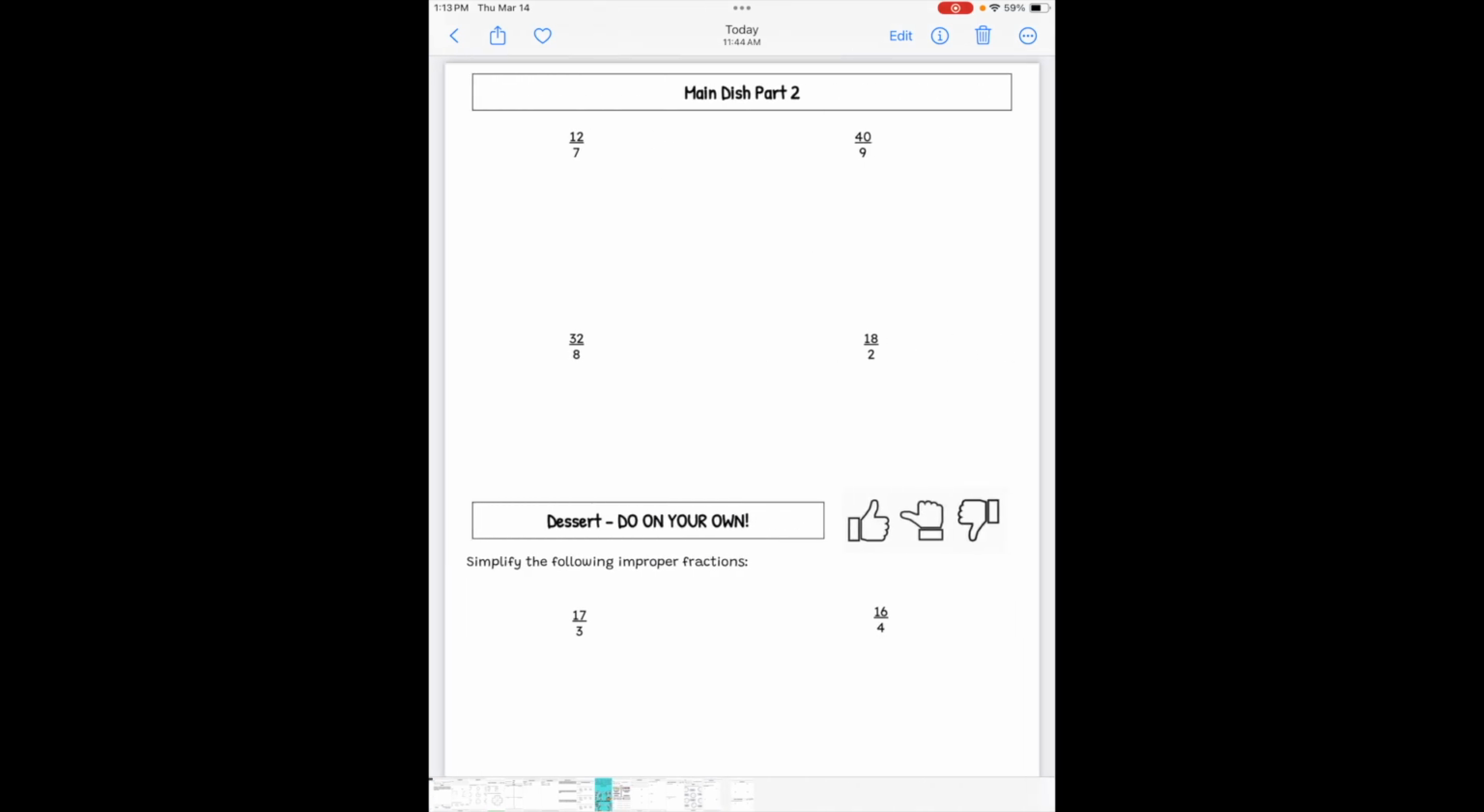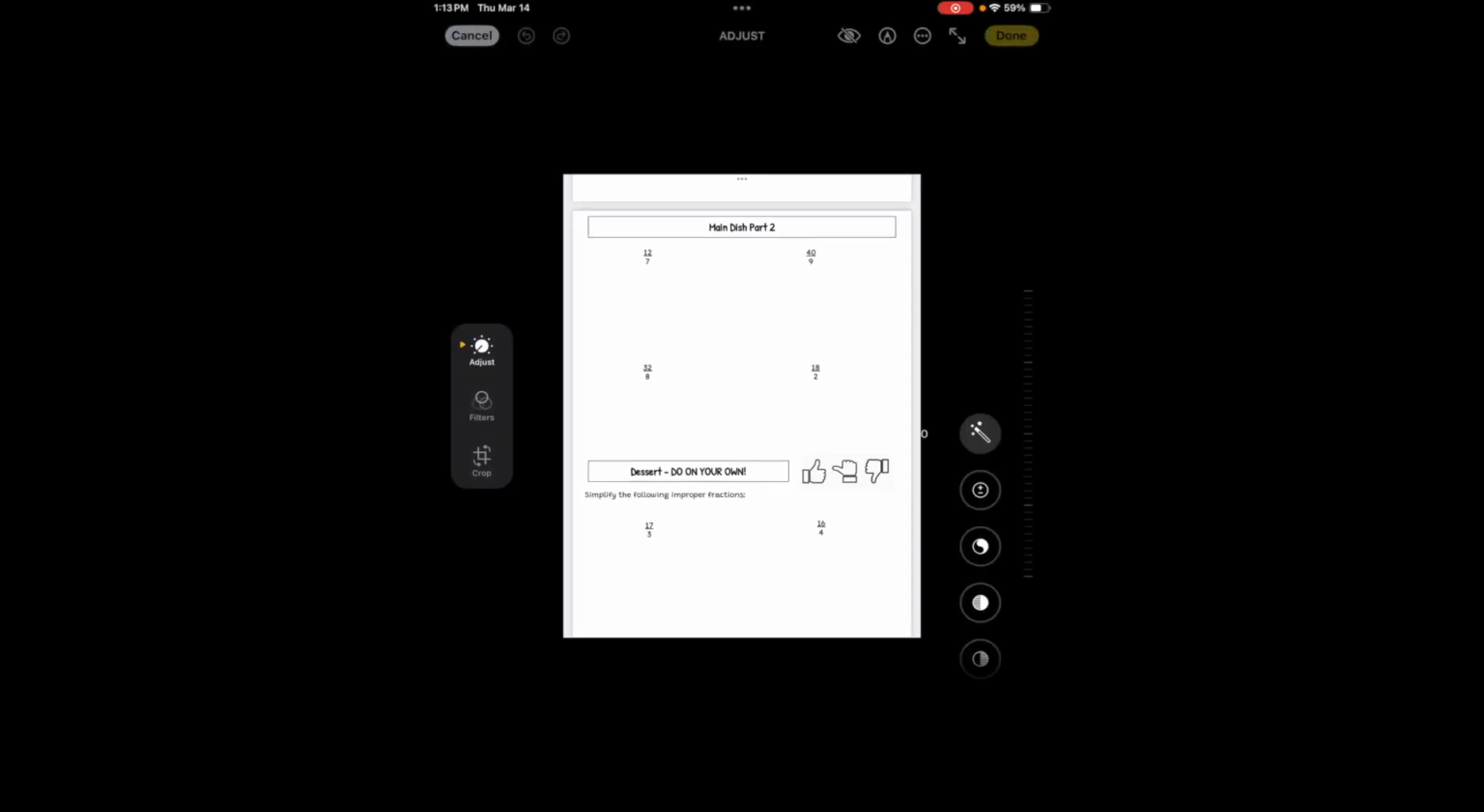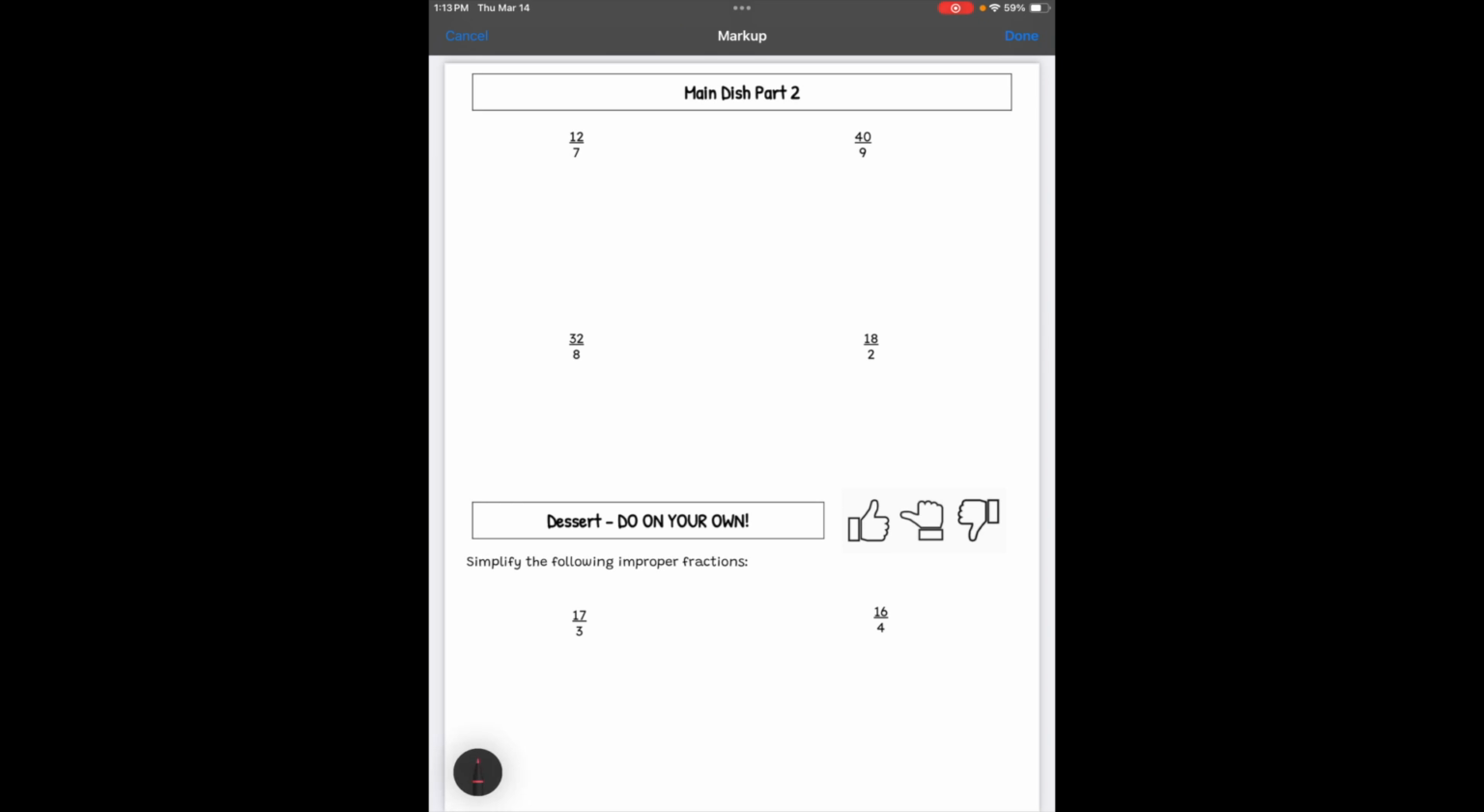You're going to notice the dessert is also on this page, so we just got to knock out 4 more problems on main dish part 2. And we're still just simplifying improper fractions, turning them into mixed numbers. So go ahead and try these next 4 on your own, and I'll work them out so that you can check yourself as you go.